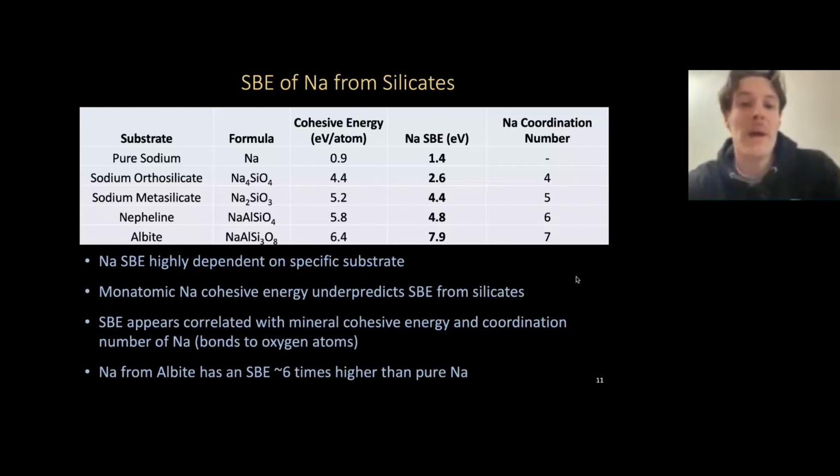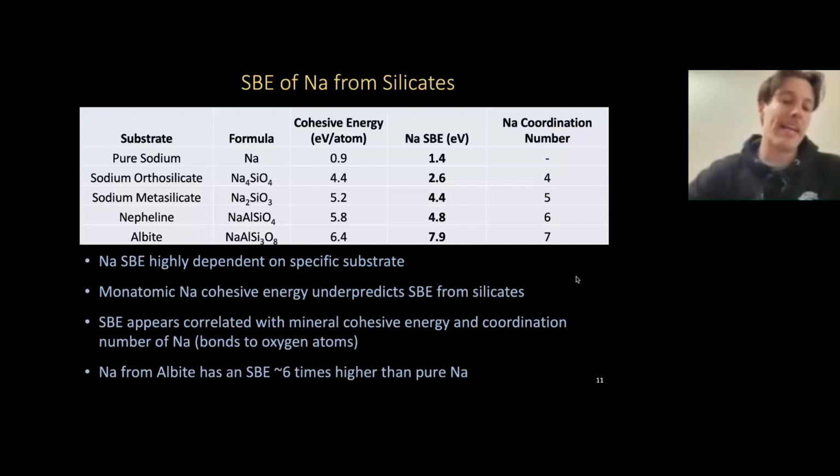Right away, we can see that the surface binding energy is highly dependent on the substrate you simulate, ranging all the way from 1.4 eV for sodium removed from a pure sodium surface, all the way up to 7.9 eV for sodium removed from an albite surface. Furthermore, the monatomic sodium cohesive energy, which is what's commonly used in the past, and that's about 1.1 eV, significantly underpredicts the surface binding energy from silicates.